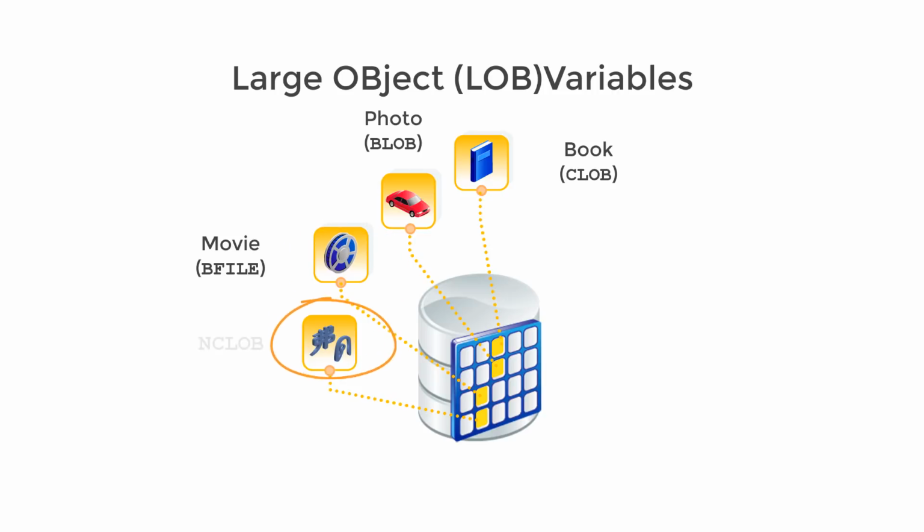The National Language Character Large Object NCLOB data type is used to store large blocks of single byte or fixed width multi-byte NCHAR Unicode data in the database. For more details, refer the link given in the YouTube video description.